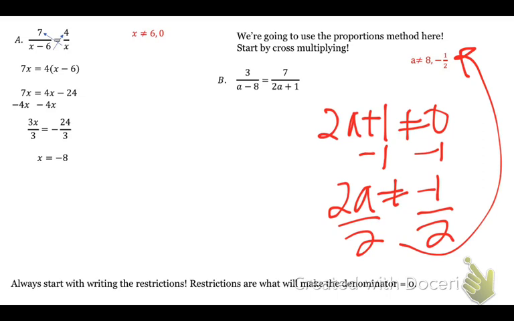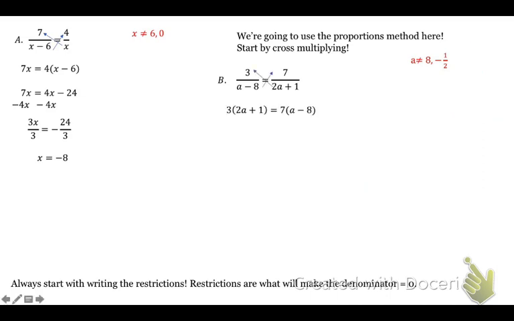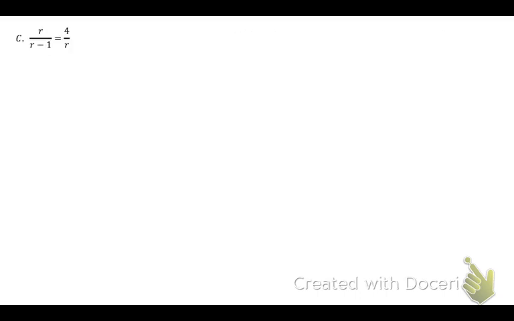Okay. Now let's cross multiply. So you get 3 times 2a plus 1 equals 7 times a minus 8, which is 6a plus 3 equals 7a minus 56. Subtract that 6a over, you get 3 equals a minus 56. Add that 56 back, and you get a equals 59. That's not a restriction, so we're good.